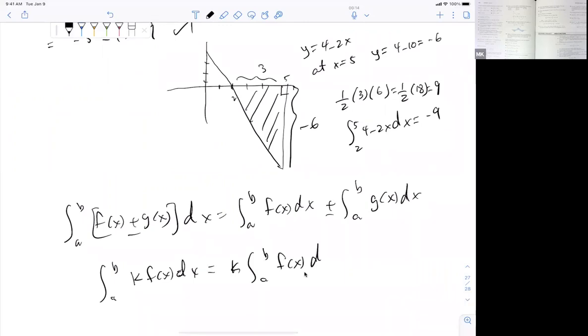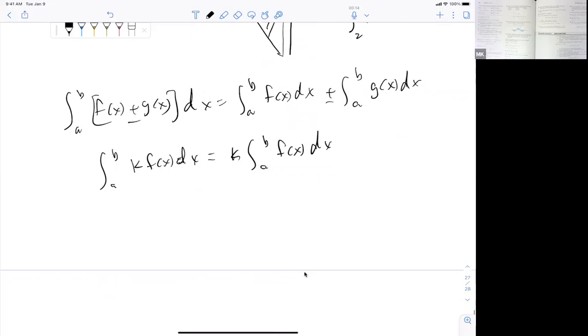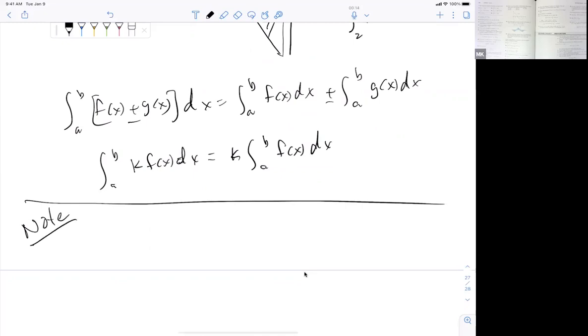So those are all good. These are properties that we have, but there are properties that we do not have, and you cannot use them. So this is probably a very important note here.